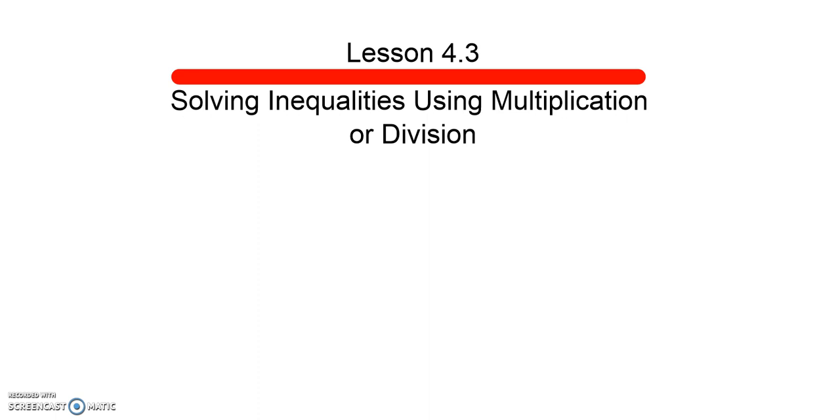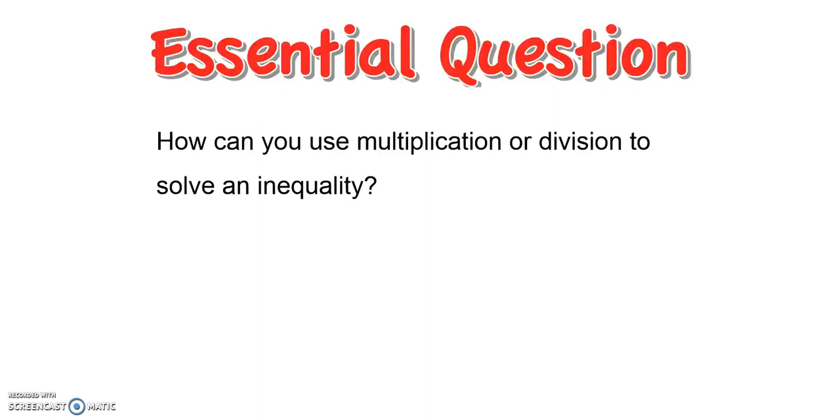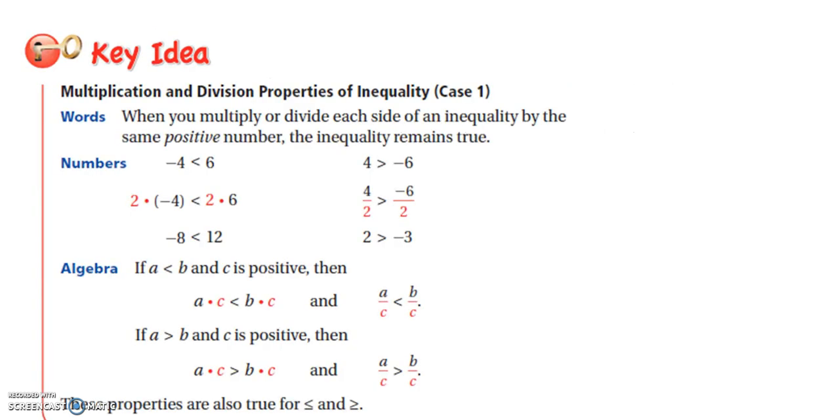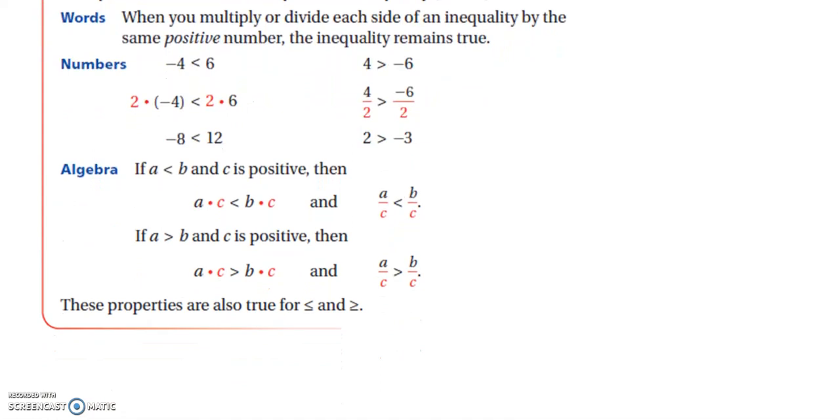Moving on. The essential question is, how can you use multiplication or division to solve an inequality? The key idea is multiplication and division properties of inequality. Case 1. When you multiply or divide each side of the inequality by the same positive number, the inequality remains true. So you just look at that and that's true. Nothing's going to change. If A is greater than B and C is positive, then it remains true as well. Okay, and so write those down.